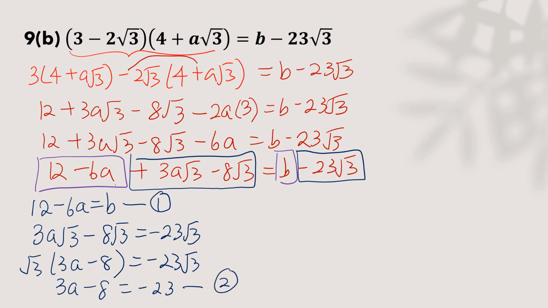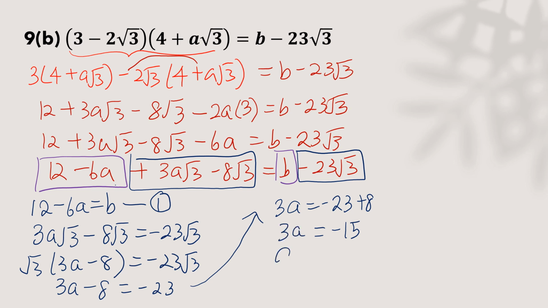Right. Wait. Am I missing something? Oh no. Right, so actually we don't need to call this equation 2. We can just go ahead and solve for the letter a. So 3a will be equal to negative 23 plus 8, which will get negative how many? 3, 4, 5, 6, 7, 8, 15. So 3a is equal to negative 15. a will be negative 15 divided by 3. That gives you negative 5.